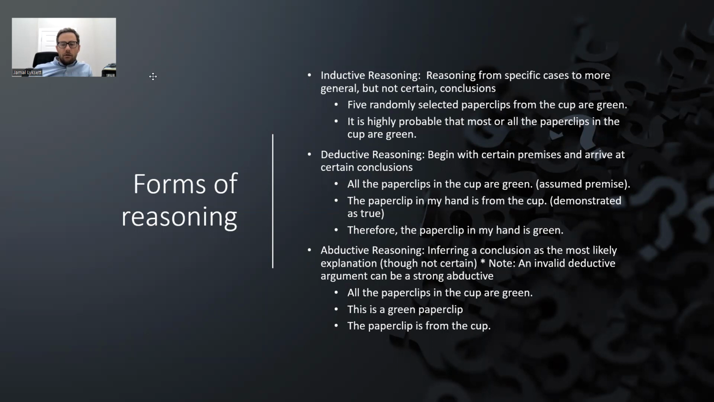Now, abductive reasoning is a little bit different. So let's take a look at this one. All paper clips in the cup are green. Here's a green paper clip. Therefore, the paper clip is from the cup. Now, again, we can't be certain of that, right? That conclusion is not certain in the way we get from deductive reasoning. But what is it? It's basically what we call the best possible conclusion, right?